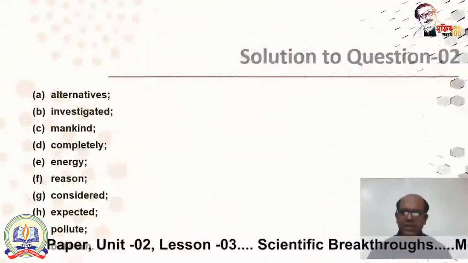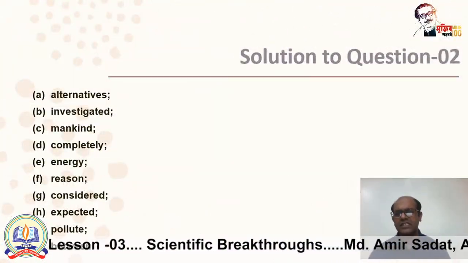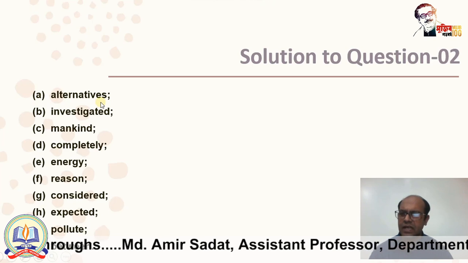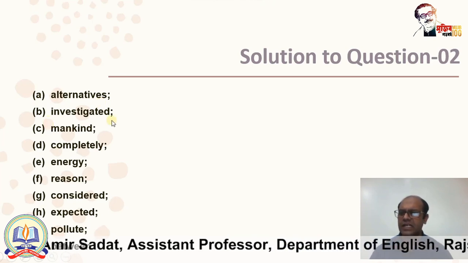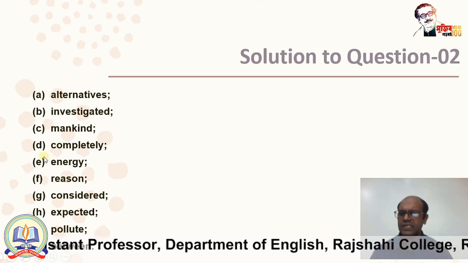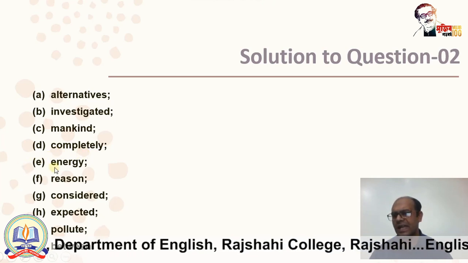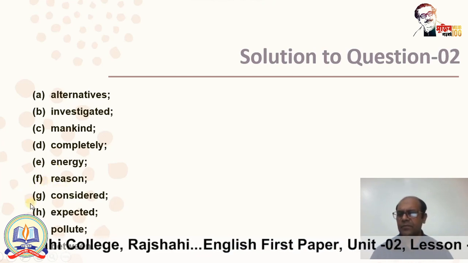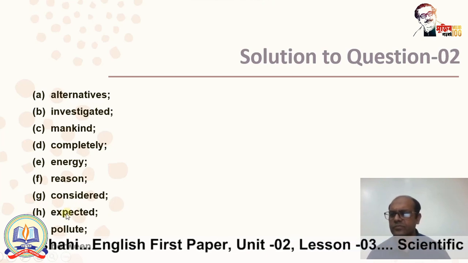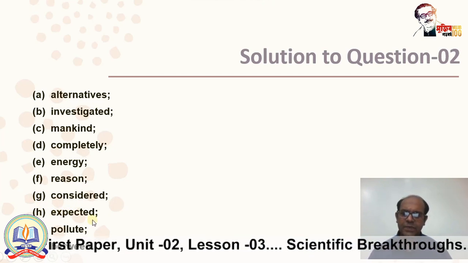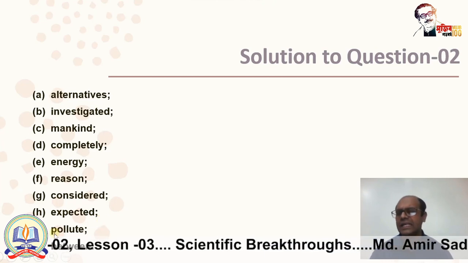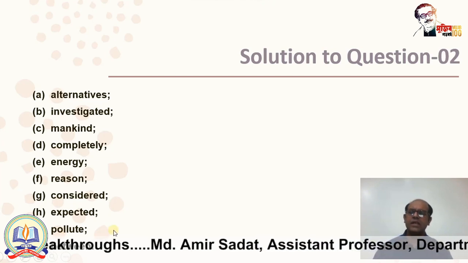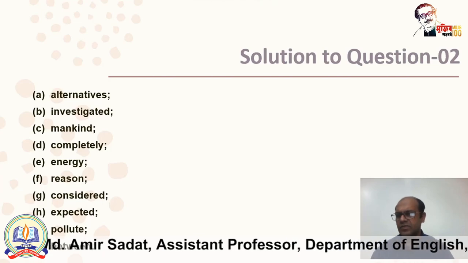Okay, I have also made a solution for question 2, that means clause test with clues. Here is the answer. For gap A, alternatives is the correct answer. For gap B, investigated. Gap C, mankind. For gap D, completely is the correct answer. For gap E, energy is the correct answer. For gap F, reason. Gap G, considered is the correct answer. For gap H, expected is the correct answer. For gap I, pollute is the correct answer. And for gap J, between is the correct answer. You may write down the answers in your khata.